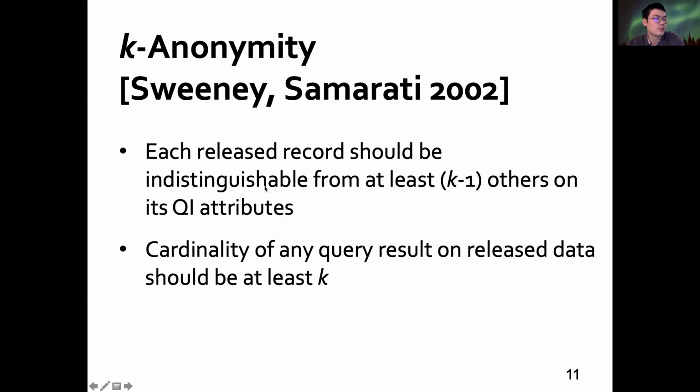So here we are saying, hey, these 3 attributes combined can uniquely identify a person. That's not good. What if, let's say, there are 100 people with those 3 attributes? Then you are not worried that much, because you cannot say this must be you, since there are 99 other people with the same attributes. So this K, for example 100, is a parameter determining the degree of privacy protection you want. The larger the K, the more protection you have.